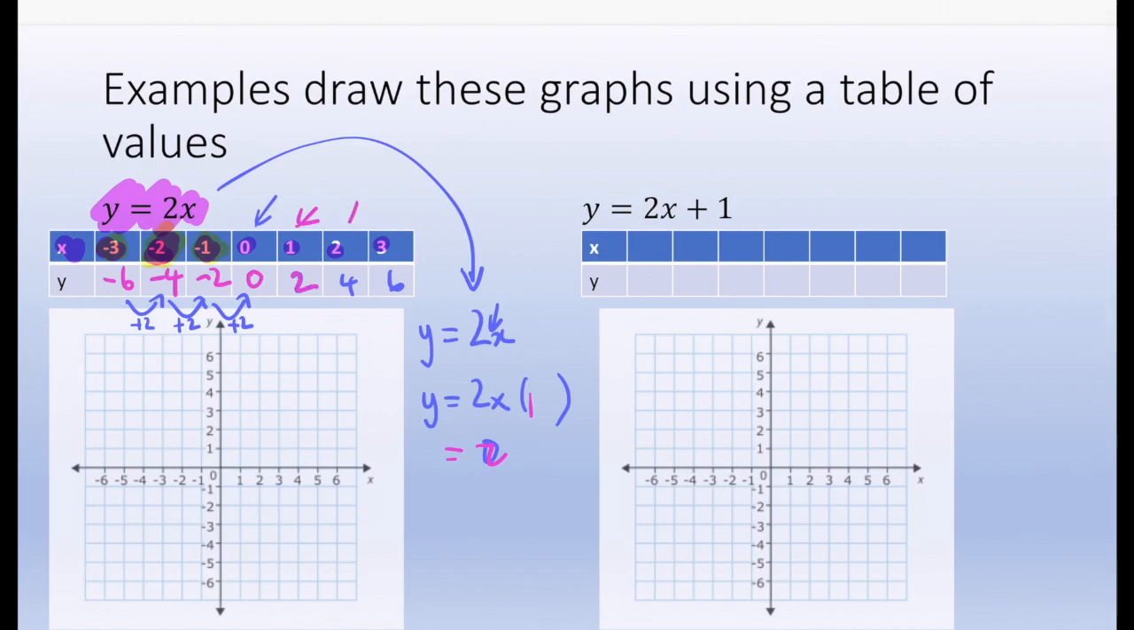2 times, what's the next one? 2. So I'm going to put 2. That's 2 times 2 is 4. So that's right. And next one is 3. So I'll put 3 there. 2 times 3 is 6. Okay. So I'm going to write that a bit nicer because it's a bit ugly. So we have a table of values. And if we look along, it's going up by 2 the whole time.